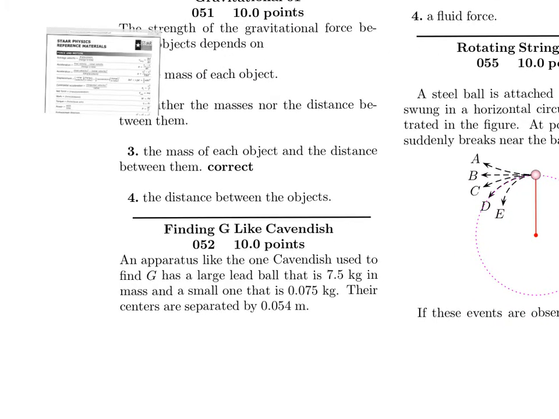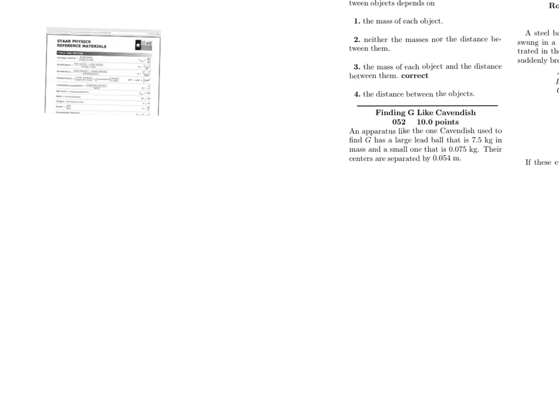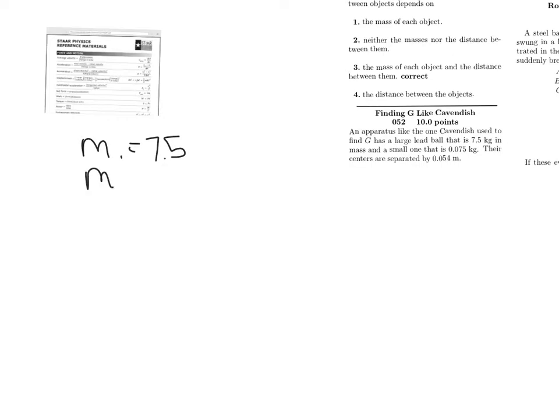All right, so let's take a look at the first one I'm going to do. We're going to do 52. So 52 says he found big G by having a couple of masses. So let's see. M1, 7.5. M2, 0.075. And their centers, so that's the radius or distance, is 0.054 meters. Kilograms, kilograms. All your stuff has to be in kilograms and meters.